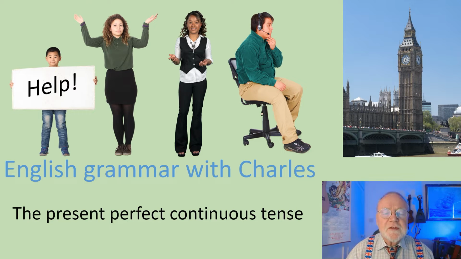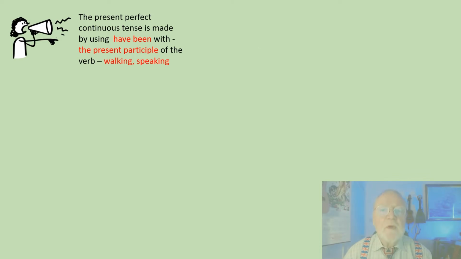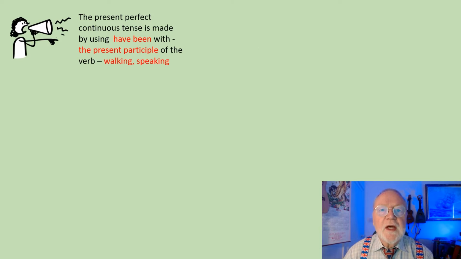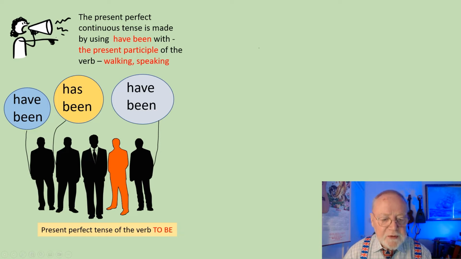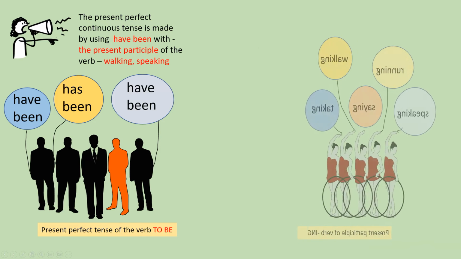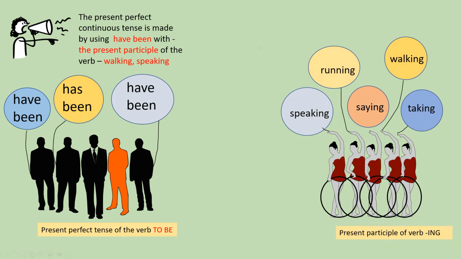So how do we form this tense? We make this tense by using have been with the present participle. And I'm sure you recognise this as the present perfect tense of the verb to be. I have been, you have been, she, he, it has been. And here is the ing ending, the present participle: speaking, running, saying, walking, taking.